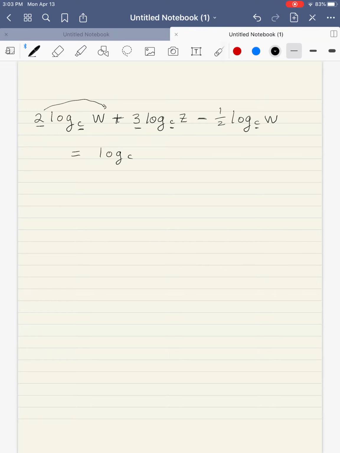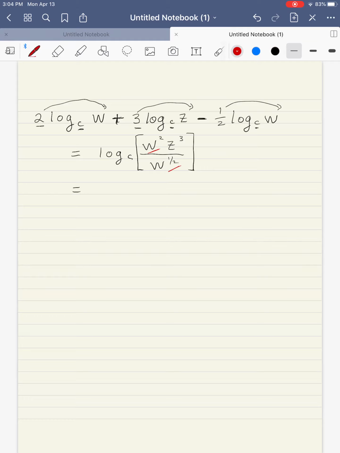All right, we have a single logarithm, logarithm base c. Let's look at our first term. We have w. The 2 out front becomes w squared. The addition becomes multiplication. The 3 becomes an exponent on z. The subtraction is division. The exponent is the exponent on w. So we're taking the logarithm base c of this entire thing. And we only write logarithm base c a single time.